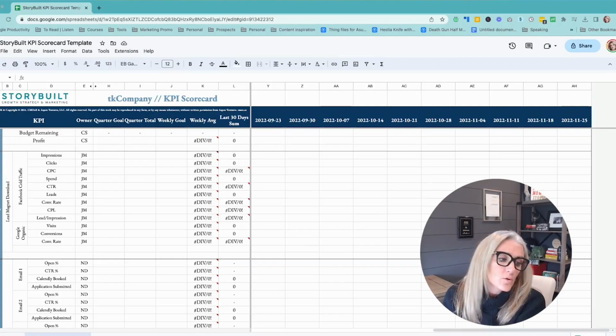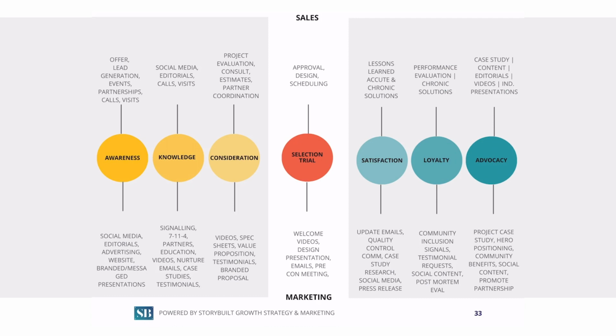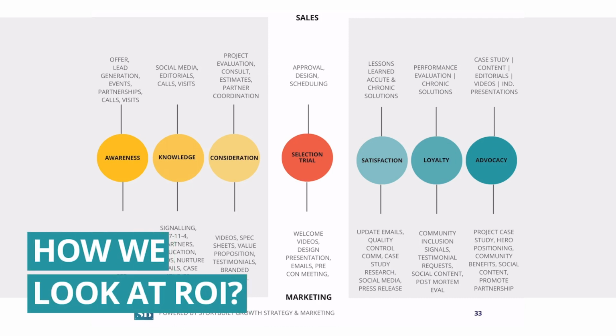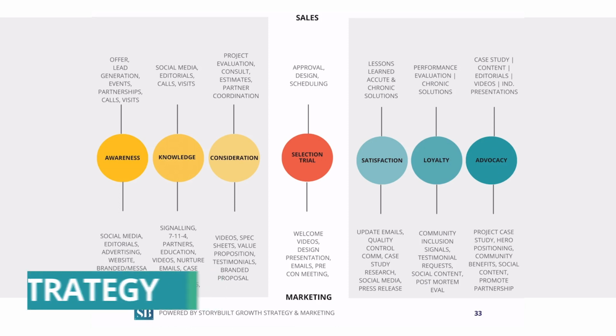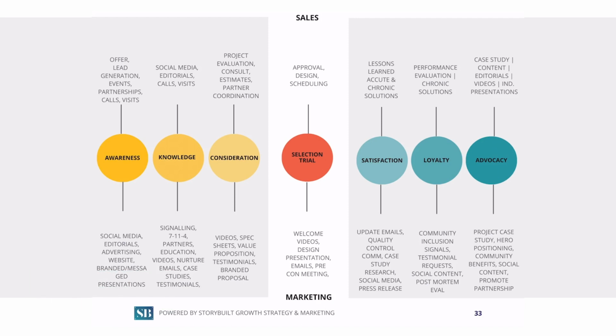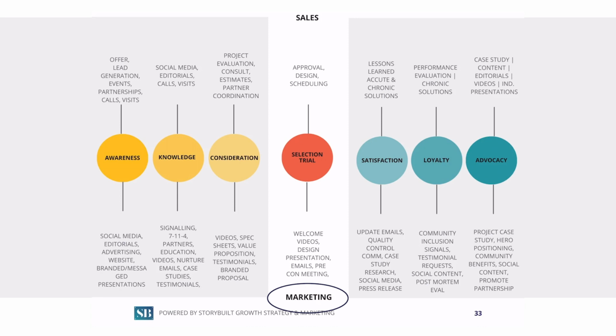So here's a couple more tools to kind of visually show you what this looks like. Here is a couple more visual examples to think about how we look at ROI and making sure that the messaging and the strategy isn't just for marketing, it's for sales and marketing, and it can really expedite and make the whole process much better ROI. So this is an example of part of a strategy that was developed for a different client. Right here on the bottom, you can see marketing, and up here is sales.